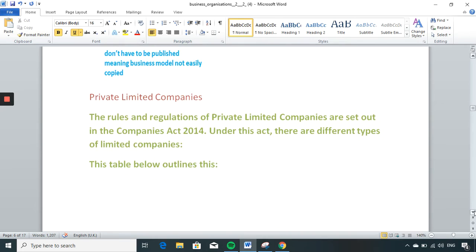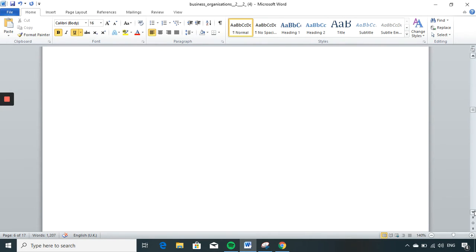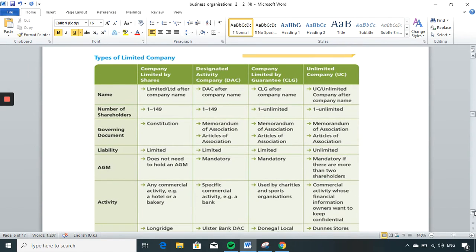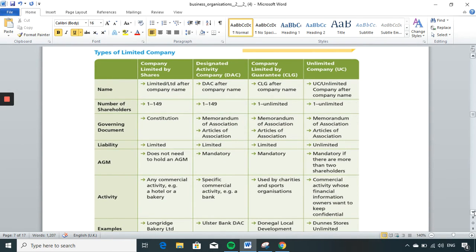Now, private limited companies are next, and it's just important to note that in the Companies Act 2014, there are now different types of private limited companies that exist. So we'll take a look at them now. So you've got the company limited by shares, designated activity company, company limited by guarantee, and unlimited company.